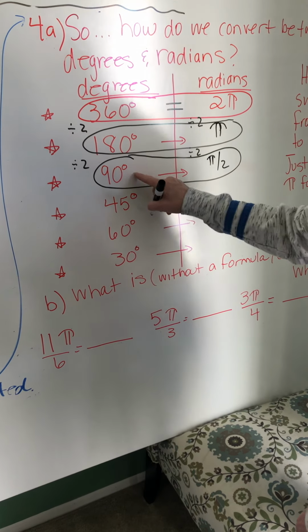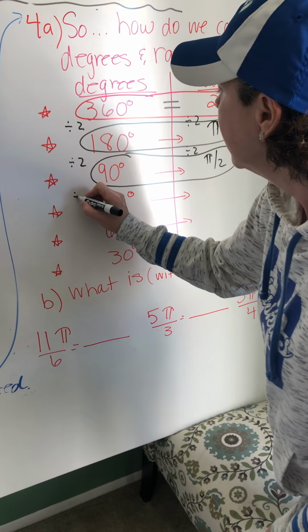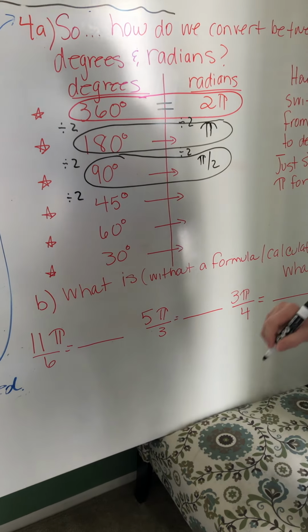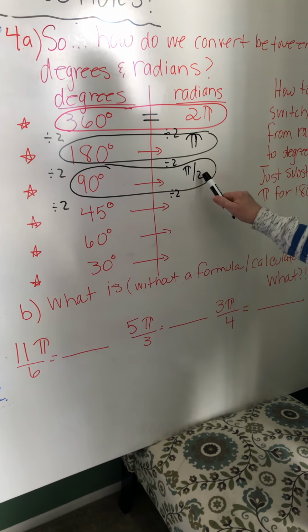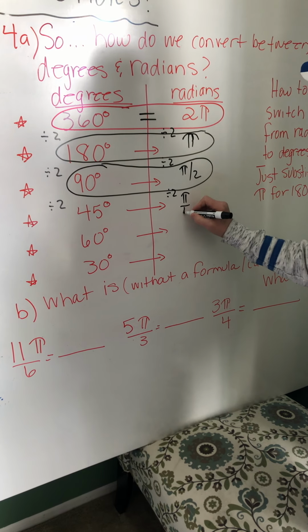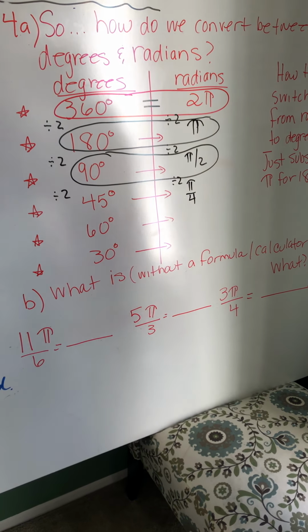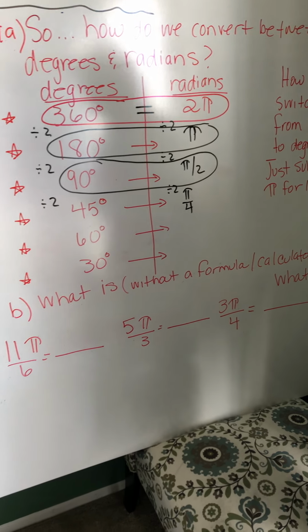Let's keep going. Let's bring that to 45. So we're going to divide 90 by 2. Let's just keep going. And we are going to divide pi over 2 by 2. That's going to give us pi over 4. So when we do our unit circle, where we see 45 degrees, we're going to write pi over 4 radians.